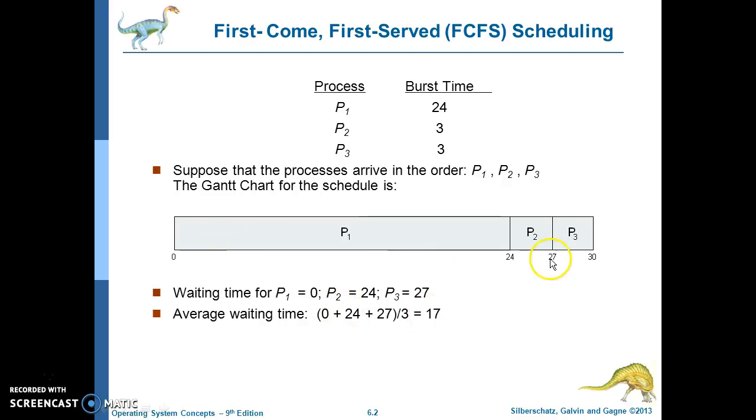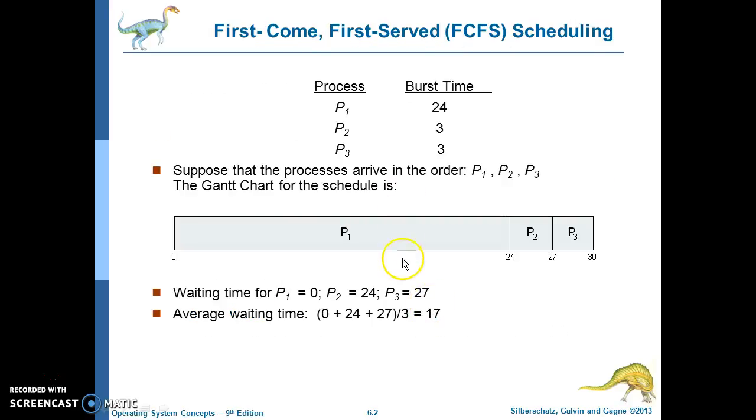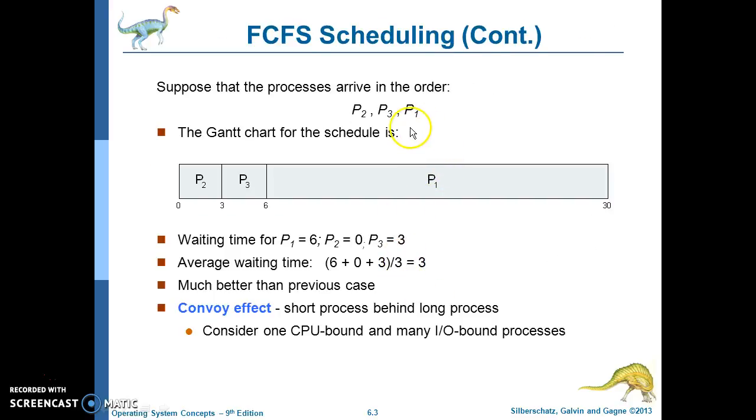From the Gantt chart, we can observe how the waiting time is calculated. P1 doesn't wait at all, P2 has to wait for 24, P3 has to wait for 27 milliseconds. The average waiting time comes to around 17 milliseconds. If the processes arrive at time 0, the scheduler can intelligently allocate the processes in some order so that the waiting time can be reduced.